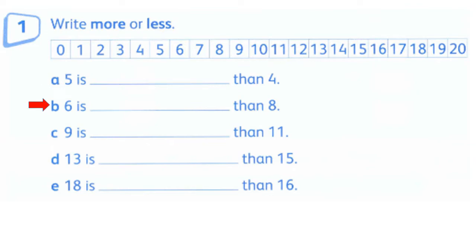B. 6 is more or less than 8. Is 6 more or less than 8? That's right, it's less. But how many less? 1, 2. 6 is 2 less than 8.